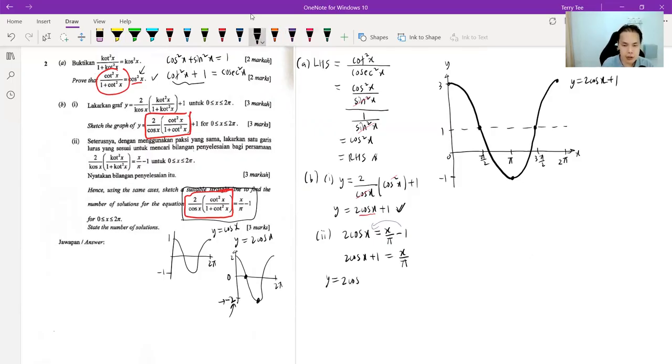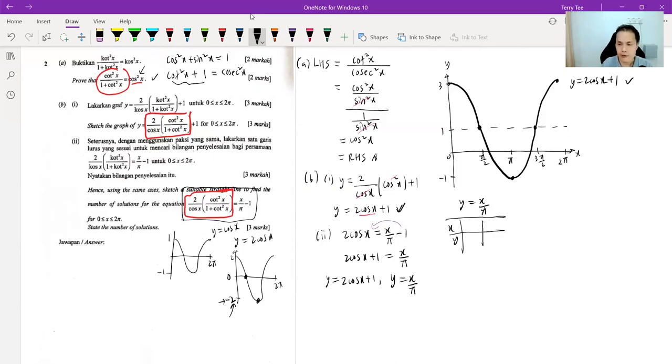The first graph is 2 cos x plus 1, which is what I already have here. And the second graph is the graph of y equals x over pi. Now, y equals x over pi is actually a straight line graph. It's a straight line with a gradient of 1 over pi, and your y-intercept is 0. But if you're not sure, it's best we use a table of values.